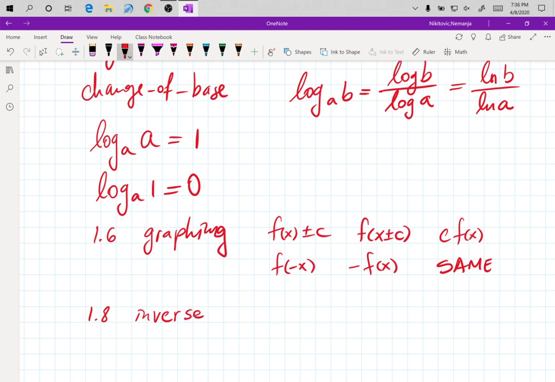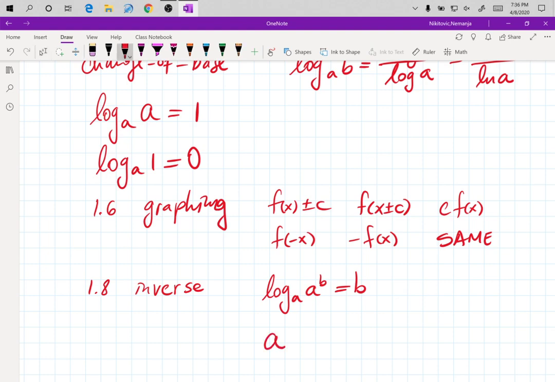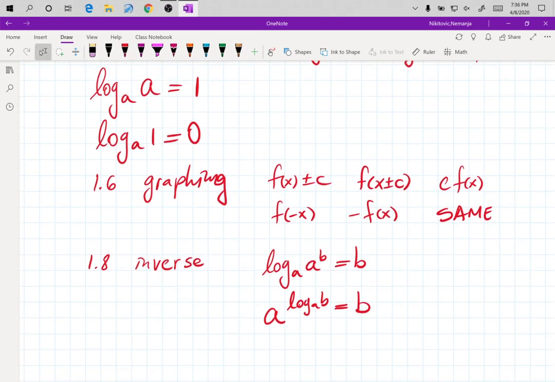Where we said that log a of a to the b will give you b, and a raised to the log a of b will also give you b. Those are formulas that happen because these two are inverses of each other, and the function composition would cancel the logarithmic and exponential function, leaving just the number behind. And we had a couple of examples for that as well.